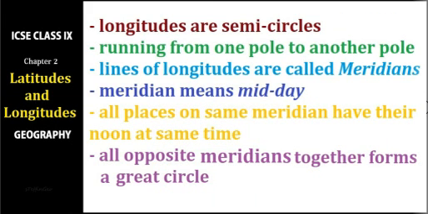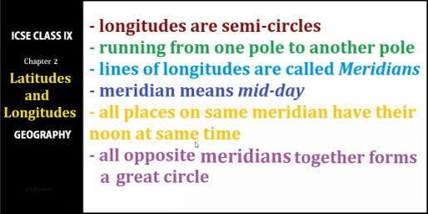Now, the characteristics. Longitudes are semicircles. Latitudes are circles, whereas longitudes are semicircles. They run from one pole to another pole, and the lines of longitude are called meridians. They are called meridians because the meaning of the word meridian is midday. Not only that, all the places located on the same meridian will have their noon at the same time.